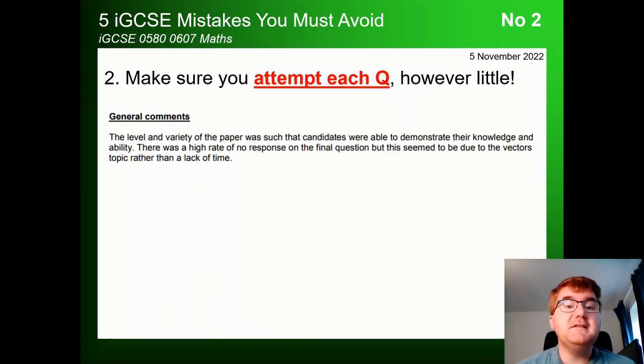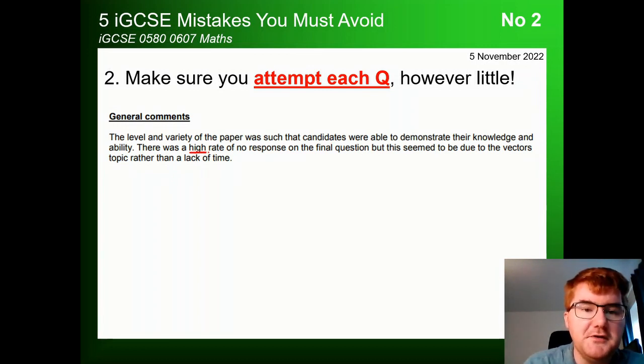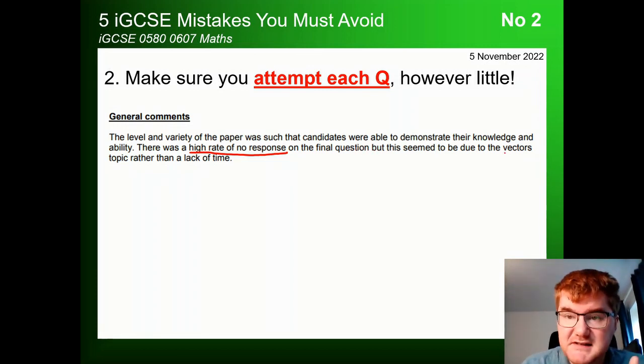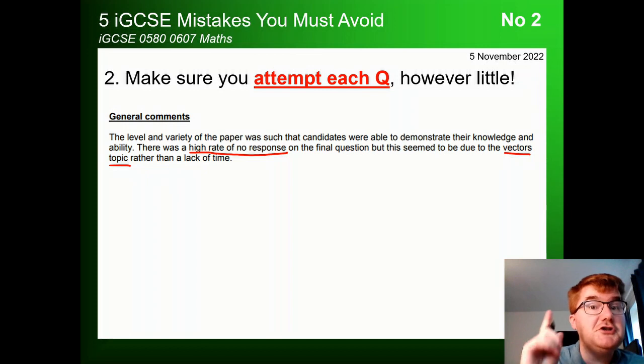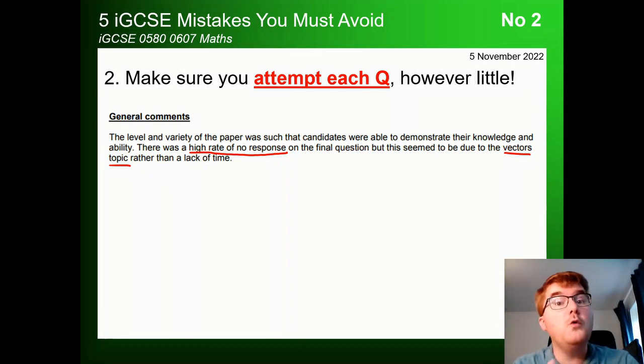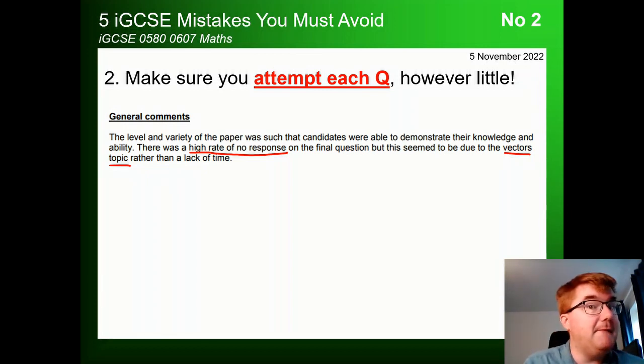Number 2 is to make sure you attempt each question, or at least a part of the question, however small it is. And this comes from the general comments from this November 2020 paper. There was a high rate of no response, so absolutely no response whatsoever on the final question, and it seemed to be due to the vectors topic itself rather than the lack of time to do the paper. Now, if you're stuck on vectors generally speaking, do check out the video above. I go through all of iGCSE vectors in about 50 minutes.